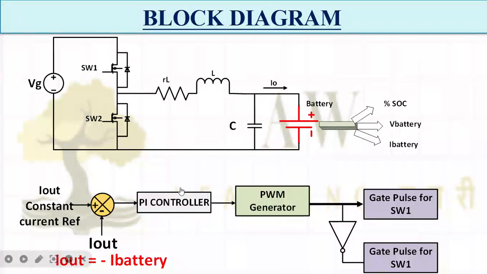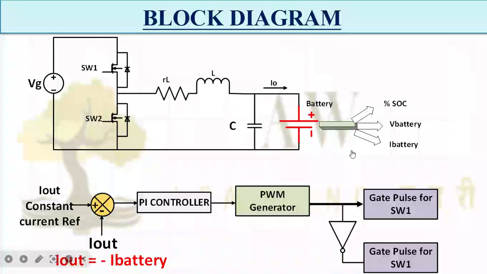Then I will use one PI controller block, and how to tune it I will show you in the next slide, what range of values we can select when we do the constant current simulation. Then I have my PWM generator, and from this PWM generator I will generate the two pulses which I am going to give to my two switches. So this is the control block diagram, a very simple control logic.